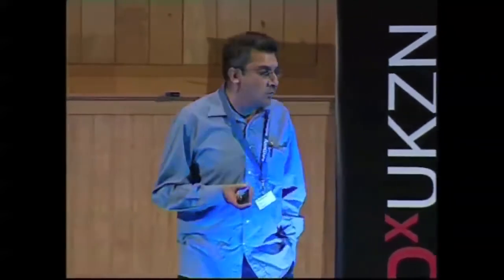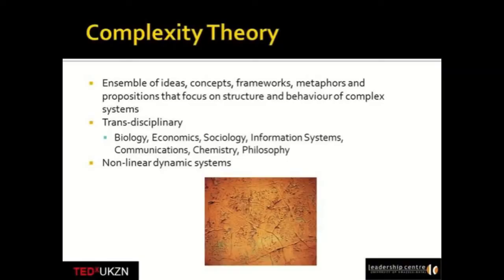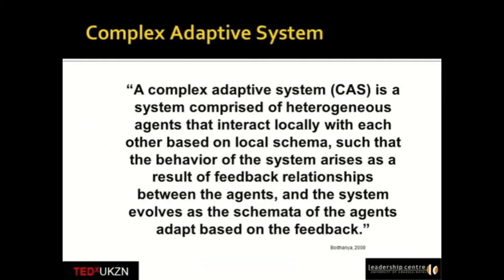Complexity theory, or complexity science as it's sometimes called, is not a single theory as such. Rather, it's an ensemble of ideas, concepts, frameworks, and metaphors that focuses on the structure and behavior of complex systems. It is transdisciplinary both in its genesis as well as in its application, and its focus is, somewhat unsurprisingly, on nonlinear dynamical systems. All that technical jargon we will try to avoid as much as we can, but if you just allow me one more slide with a bit of jargon.